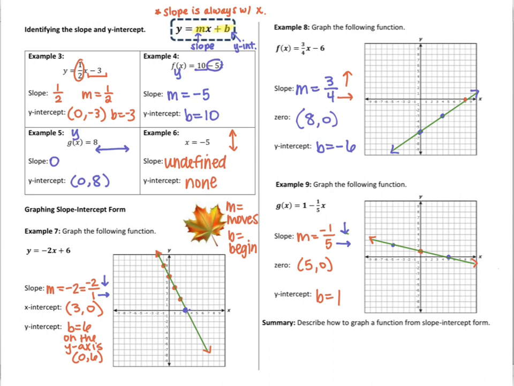So the last thing that you should do, describe how to graph a function from slope-intercept form. Right, and I'll give you kind of a tip. Begin with b, and move with m. Begin with b, move with m. Use this to kind of further talk about, okay, well, what is the b value? What is the m value? What do they mean? What are you going to do with them? Let your teacher know if you have any questions.